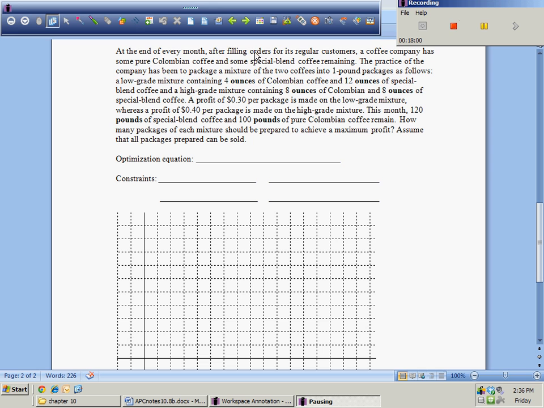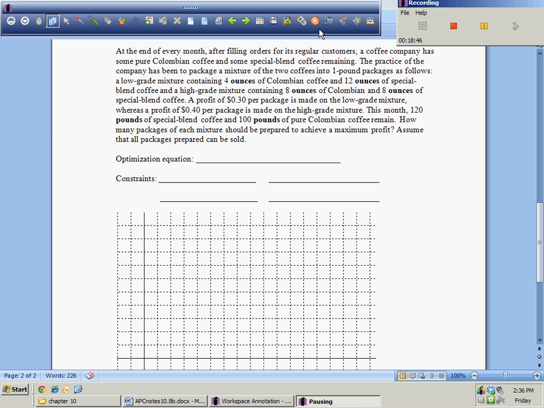At the end of every month, after filling orders for its regular customers, a coffee company has some pure Colombian coffee and some special blend coffee remaining. So the Colombian coffee is like the good stuff, and the special blend is like the cruddy stuff. The practice of the company has been to package a mixture of 2 coffees into 1 pound packages as follows. A low-grade mixture that has 4 ounces of Colombian coffee and 12 ounces special blend. A high-grade mixture containing 8 ounces of Colombian and 8 ounces of special blend. A profit of 30 cents per package, and so on and so forth.